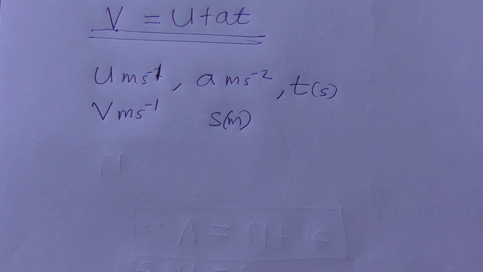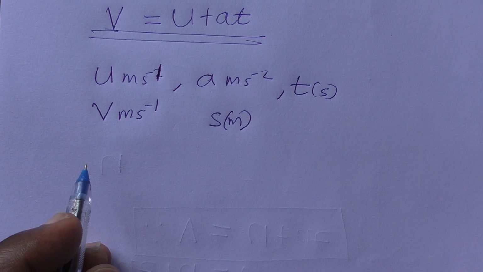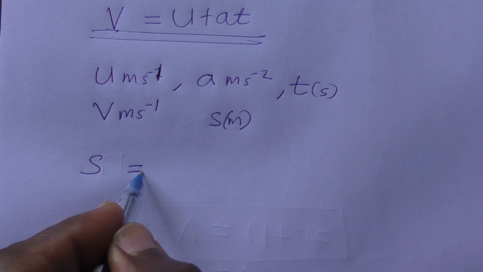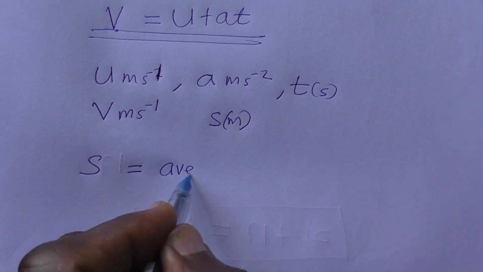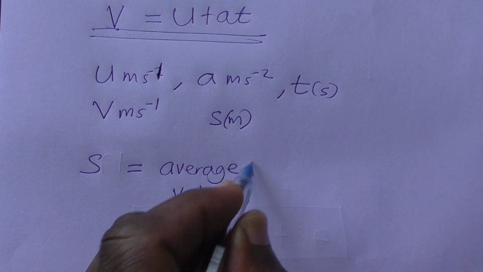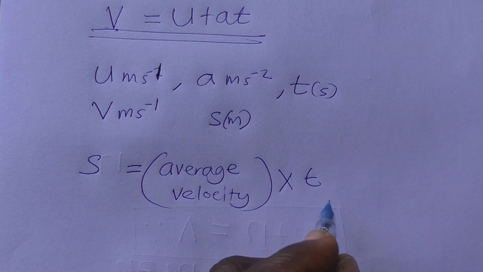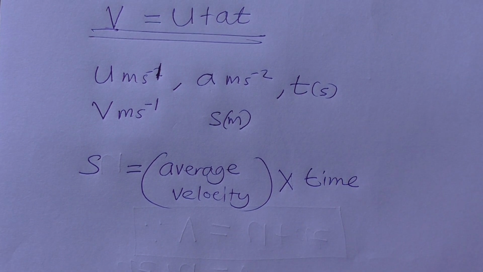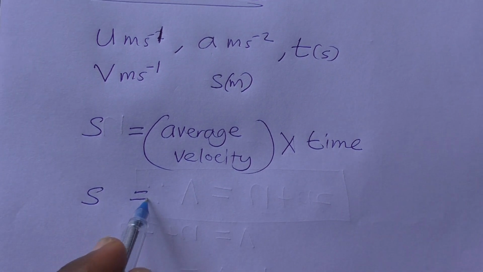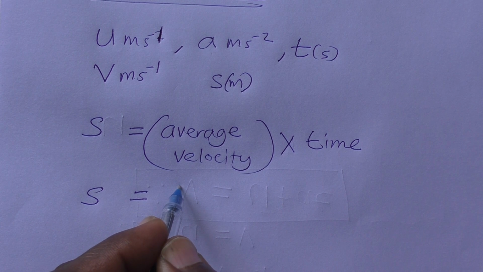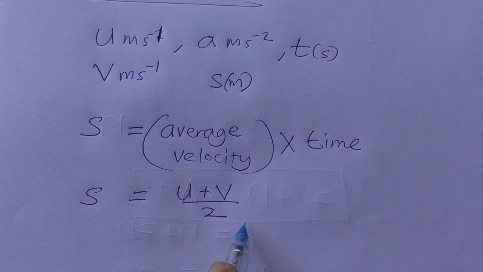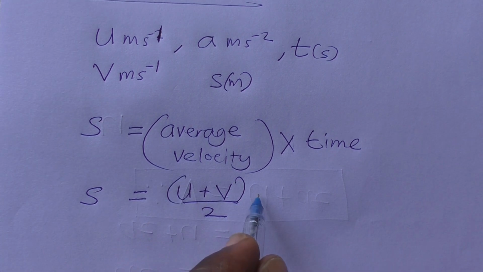Now, given the details, that distance covered will be the average velocity times time taken. That's how we shall get the distance covered. But average velocity is given by the initial plus final over 2, since it is average, times time t.